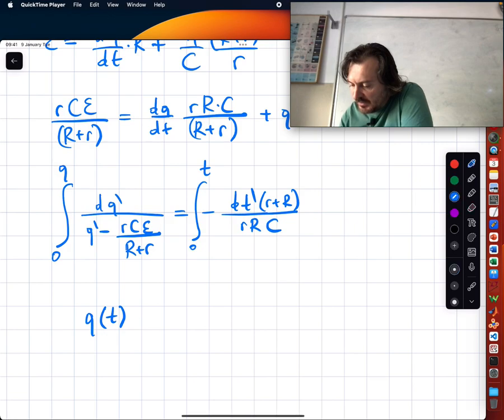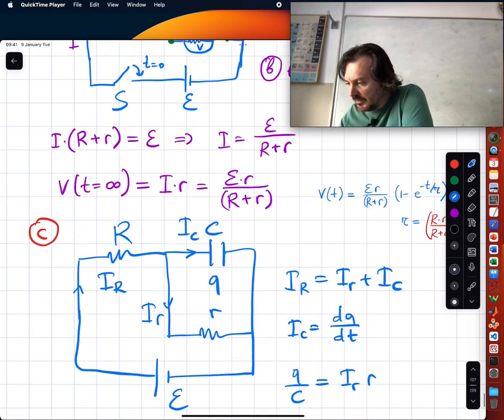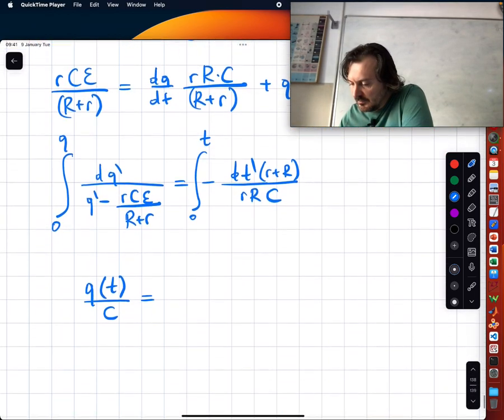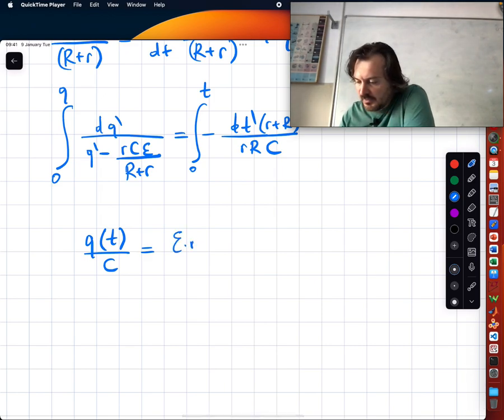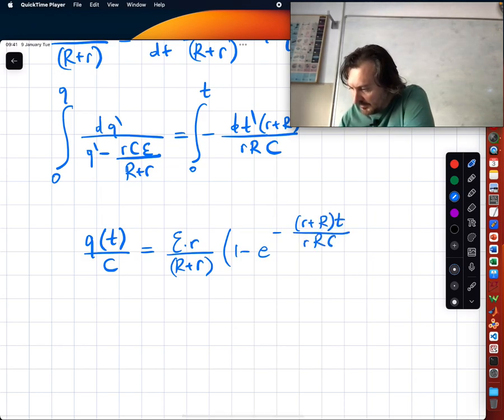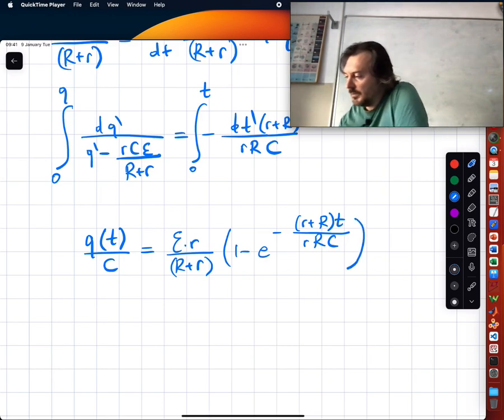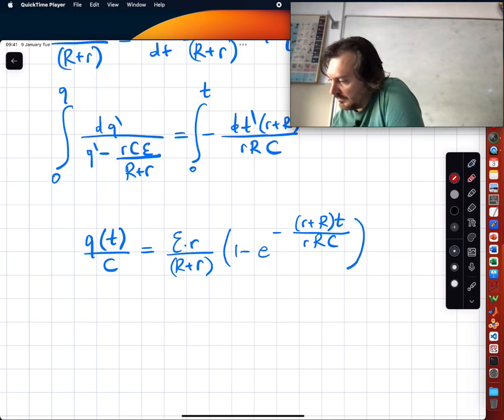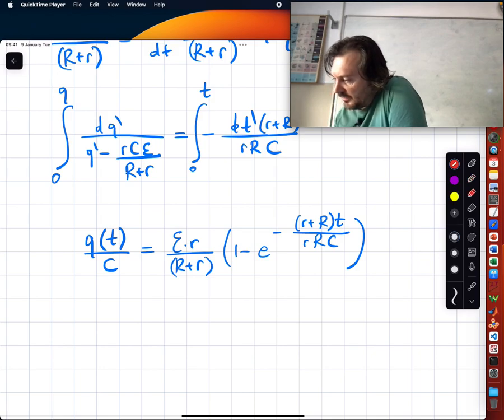What the voltmeter reads is Q over C, which is what we guessed earlier. E times R over R plus R, and 1 minus e to the minus R plus R t over RRC. This is what it reads. Any questions?